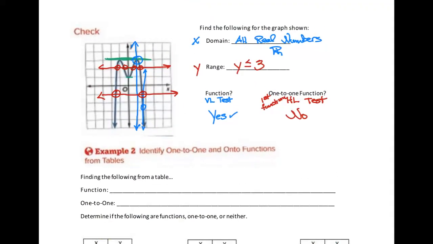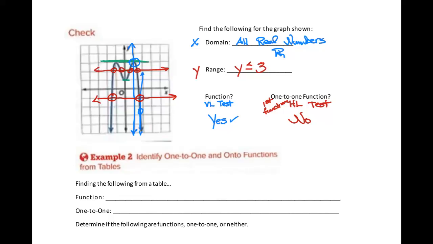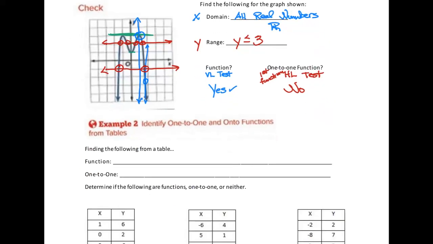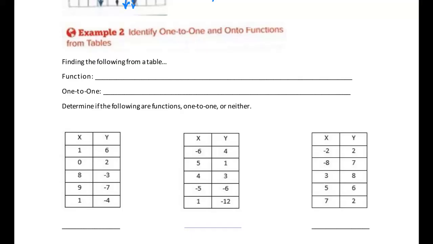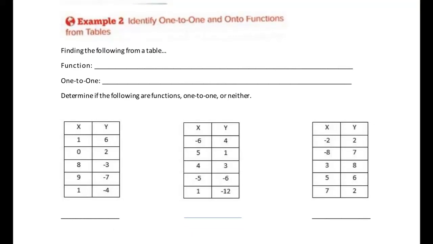Yesterday we talked about everything pertaining to domain and range and function and one-to-one as it pertains to a graph. Okay? Today we're going to move from a graph to tables. Okay? So let's go to example 2, and we're talking about a function.